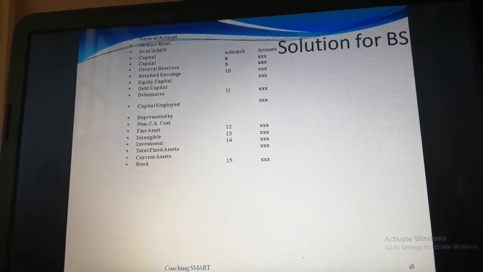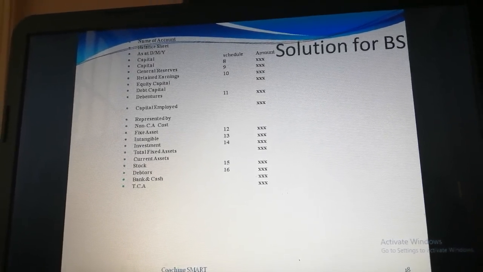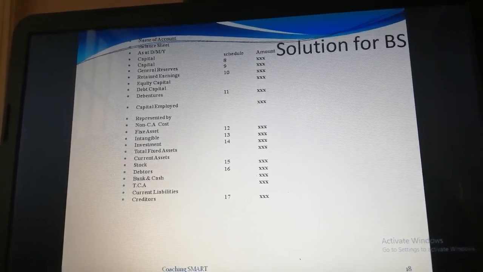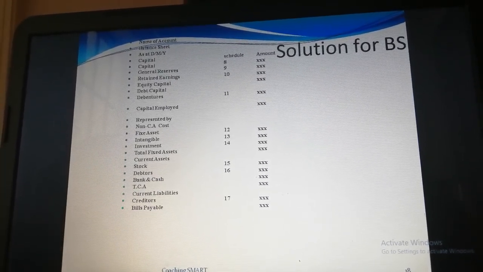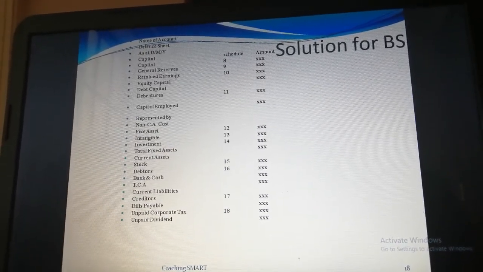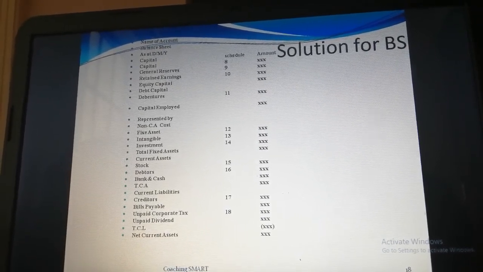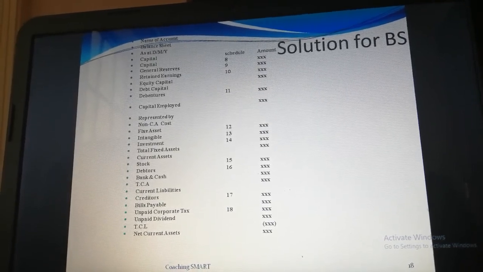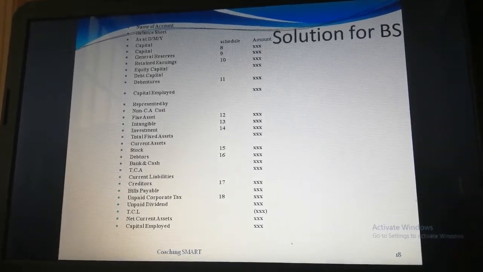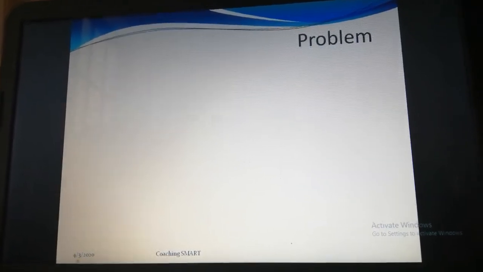Current asset, we have stock, schedule 15, debtors, schedule 16, bank and cash, which has no schedule. Total current asset. Current liabilities, we have creditors, schedule 17, bills payable, which has no schedule, unpaid corporate tax, schedule 18, unpaid dividends, which has no schedule. Total current liabilities, you have the amount. Now you see total current asset minus total current liabilities, you get the net current asset. Total fixed asset plus net current asset gives us capital employed. So that's actually the format. Now the problem.